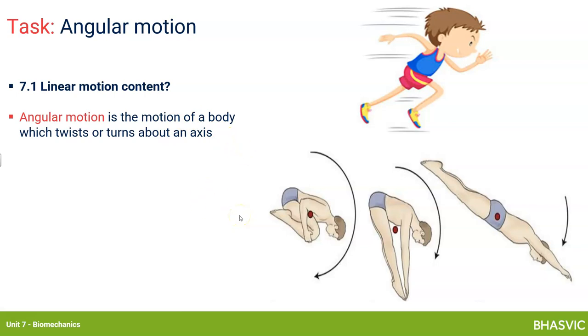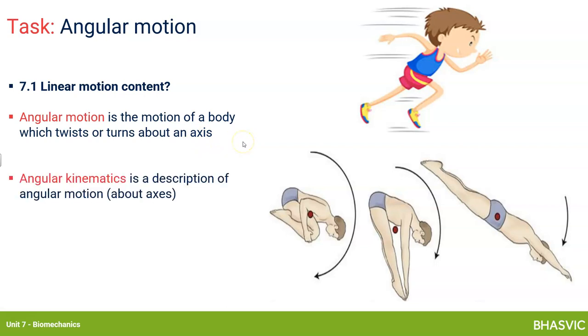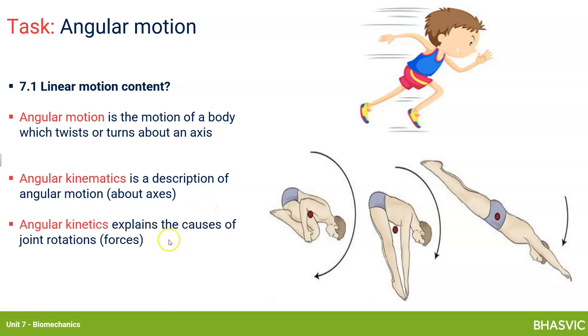So what is angular motion? Angular motion is motion about a body which twists or turns about this imaginary axis. And we're going to look at those three axes you need to know in a moment. We will then study the different angular kinematics, so angular velocity, angular acceleration, and angular distance or displacement. Later in this assignment, you'll also learn about angular kinetics. So 7.2 was about the forces that generate motion, and we will look at the forces that generate angular motion, that allow objects to pivot around these axes.